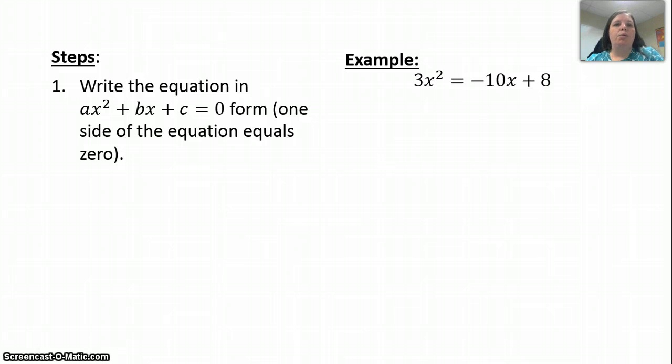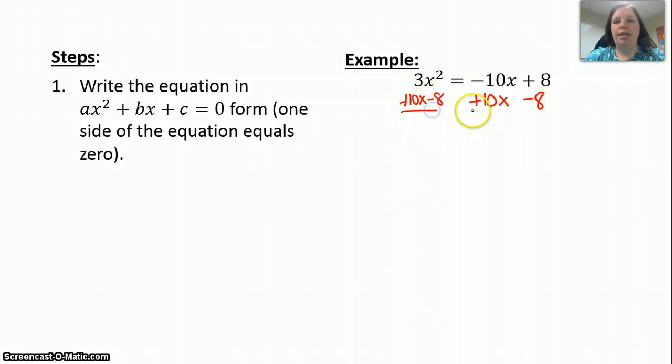So, first step when we talk about solving by factoring is you want to make sure that you have your equation written in this standard form: ax squared plus bx plus c equals 0. So one side of the equation is equal to 0. So if I'm looking at my equation here, I'm going to add 10x and subtract 8 from both sides in order to get my equation in the correct form.